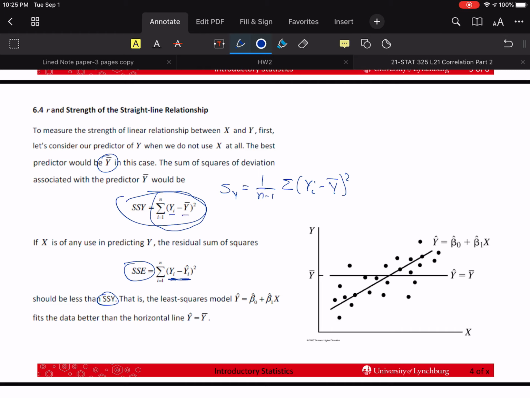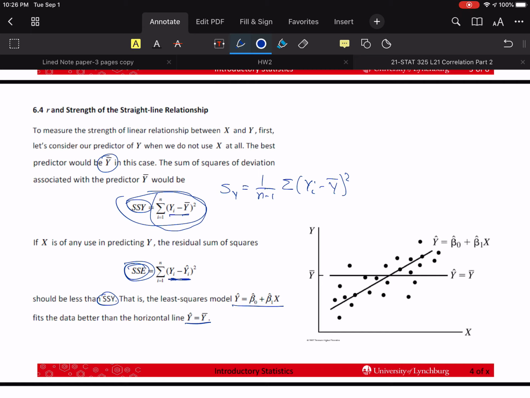And if that deviation from the line is smaller than the deviation from the mean, then it makes sense that our line is better at estimating y. And so if SSE is smaller than SSY, then this equation for the line fits better than our horizontal equation y hat equals y bar.